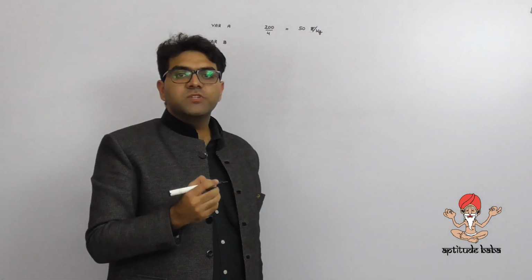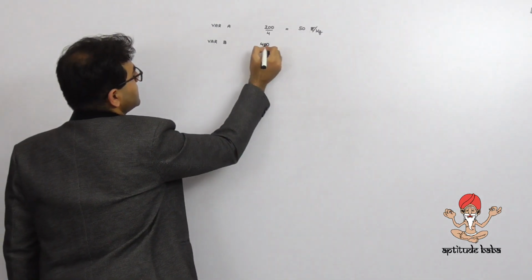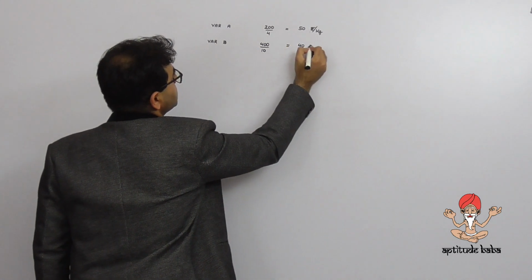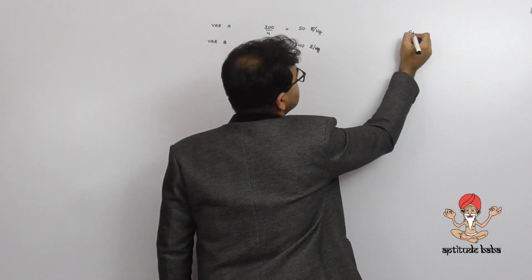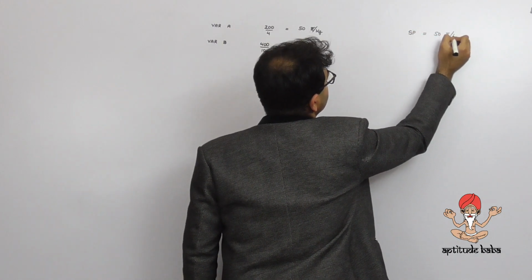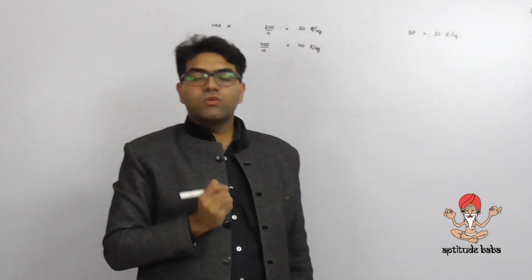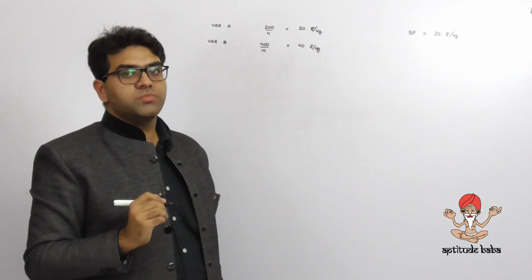Variety B costs me rupees 400 for every 10 kg. So again, that's a fancy way of saying that variety B costs me 40 rupees per kg. The question further says that the selling price is 50 rupees per kg. And your question also states that equal quantities of the two varieties of oranges are purchased.